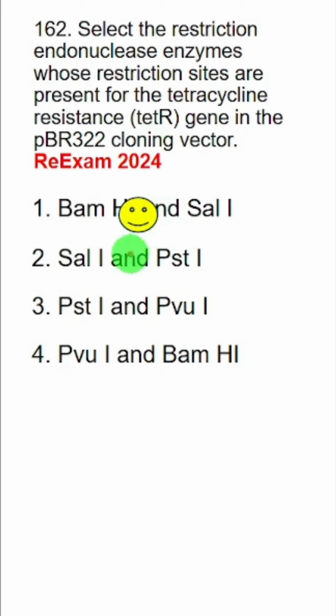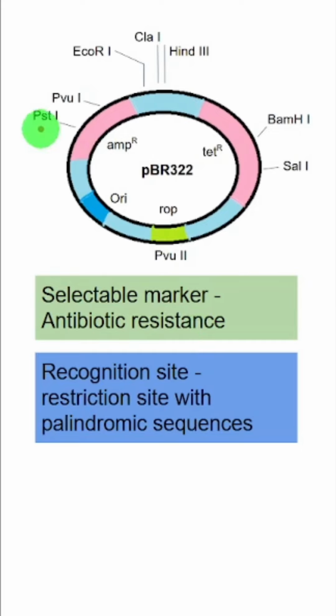Option 1. Similarly, if the same question was on the AMP gene, then tell me the answer. It will be PstI and PvuI. See, PstI and PvuI. Okay, so learn all these names by heart. Maybe you will get this diagram and have to label the different restriction enzymes.